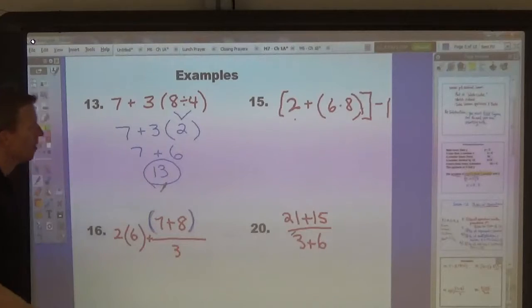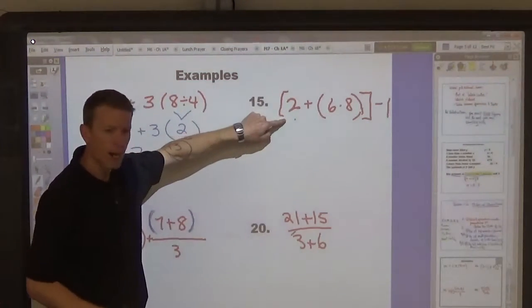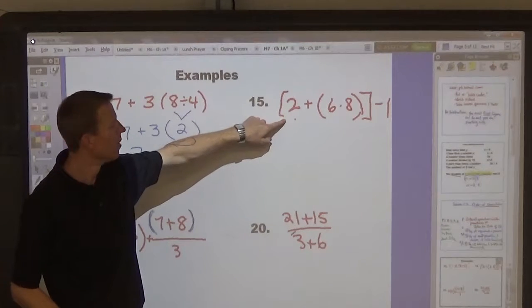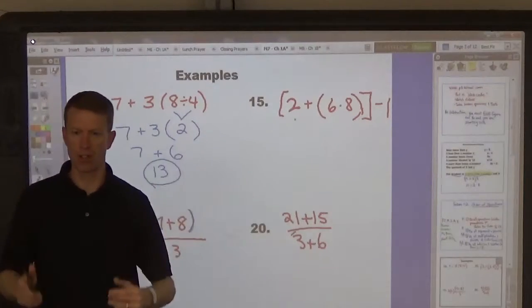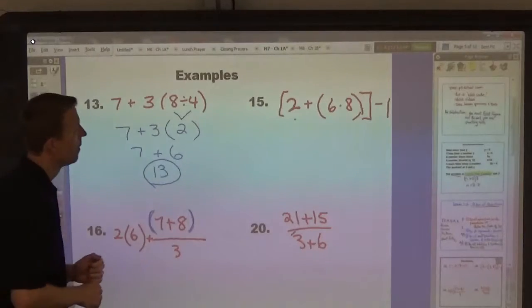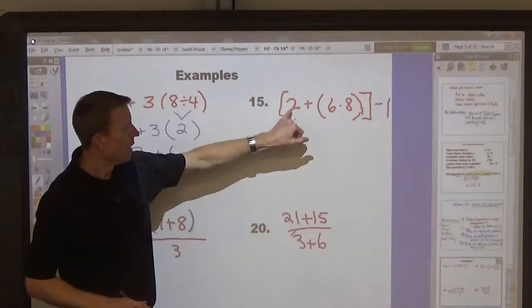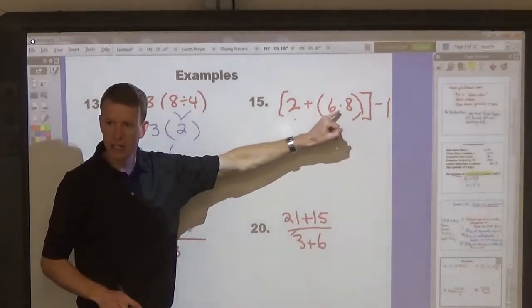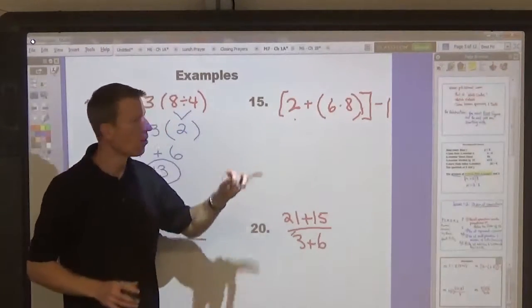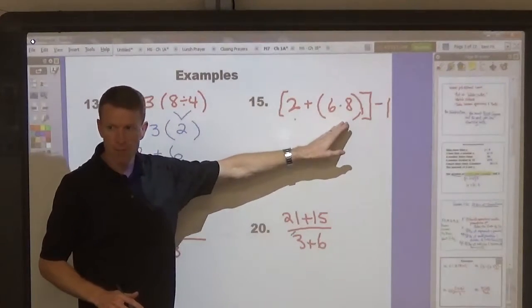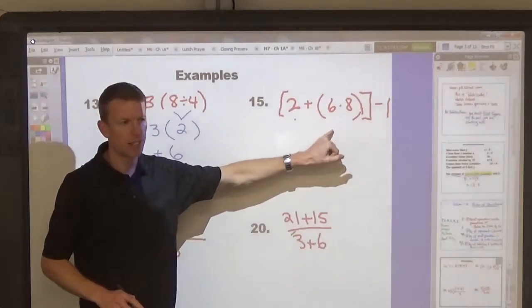This one has some new symbols in it. This is called a bracket. And a bracket is kind of like a parentheses. Brackets are another grouping symbol, they're called. So it groups those things together. If you have brackets around something and then there's parentheses inside of that, that means work in the innermost parentheses or the innermost grouping symbols first. So you go right to the middle of all the parentheses and simplify that first.